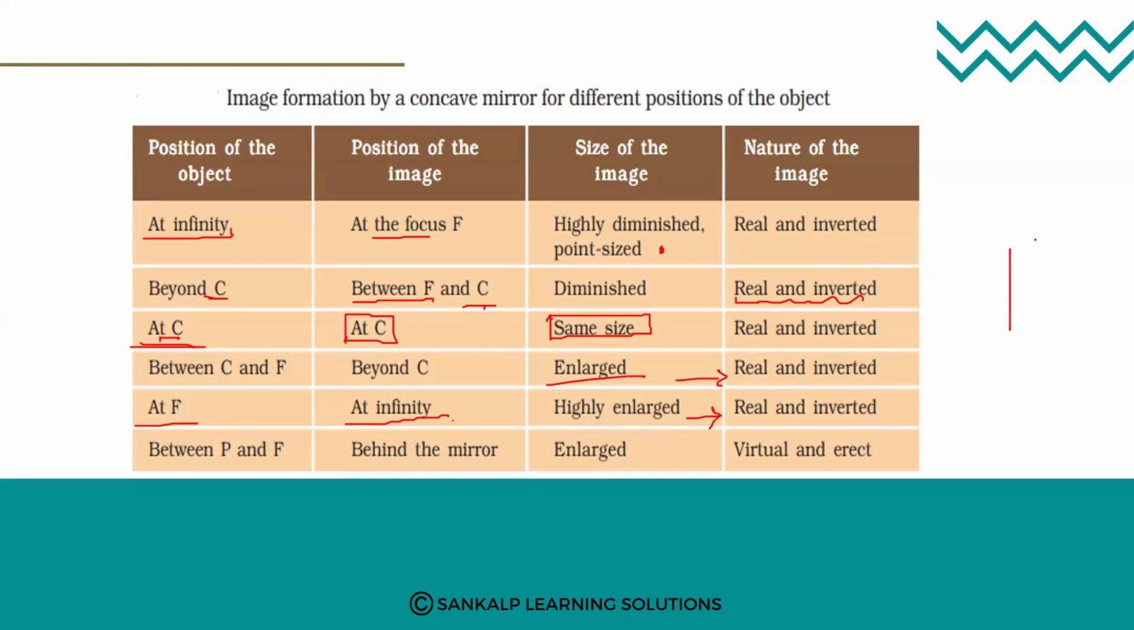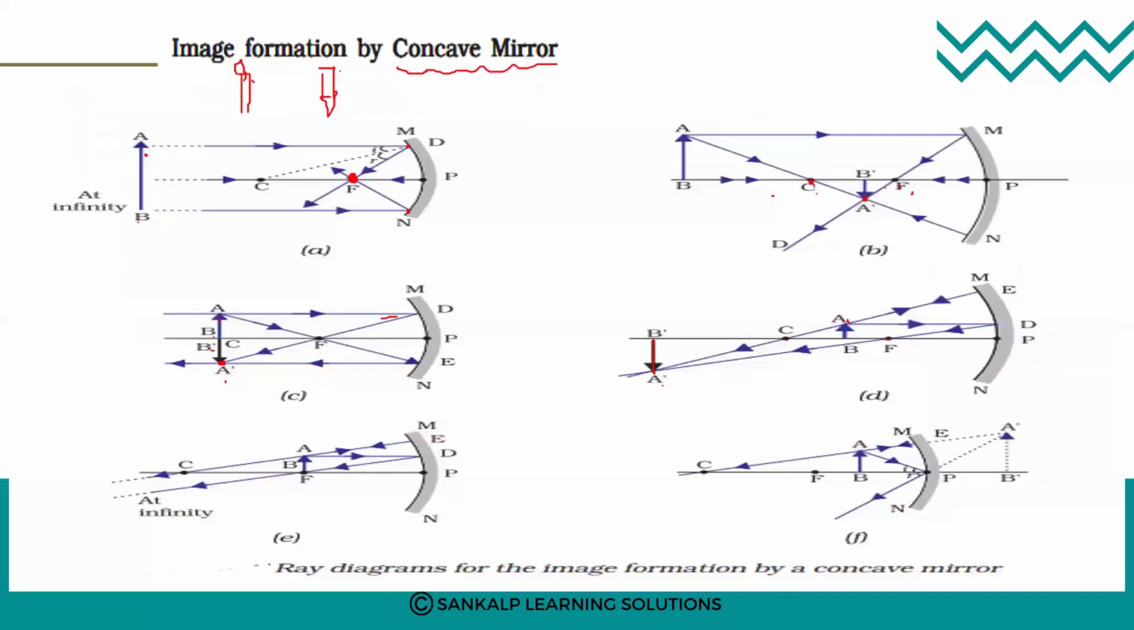Inverted means it is upside down. Real means you can get the image on the screen. We can take it on a screen, that is a real image. Next, between P and F. Between P and F. So here P is the pole, the center of the reflecting surface, that we call the pole P, and this is the principal focus F.